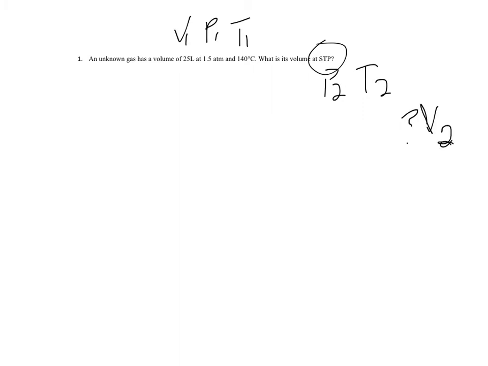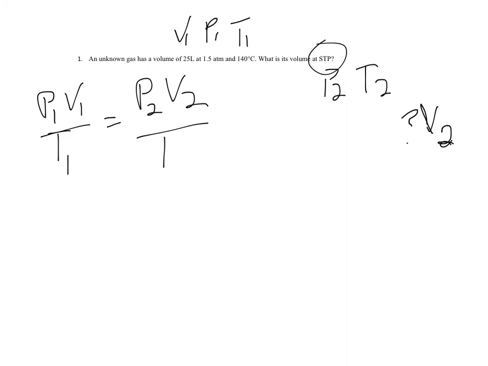If an unknown gas has a volume of 25 liters at 1 atmosphere, 1.5 atmospheres and 140 degrees Celsius, what is its volume at standard temperature and pressure? Okay, so we're given, again, a volume 1, a pressure 1, a temperature 1, and then we're not given the numbers, but we're given STP, so that's pressure 2 and temperature 2, and we need to find volume 2. So this is going to be the combined gas law. P1 times V1 over T1 equals P2 V2 over T2.